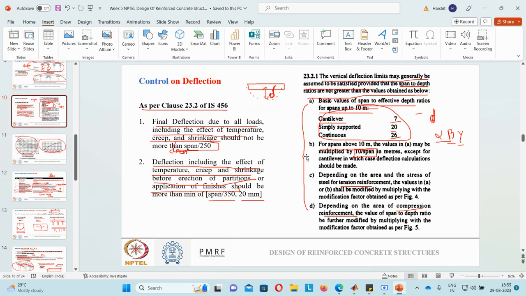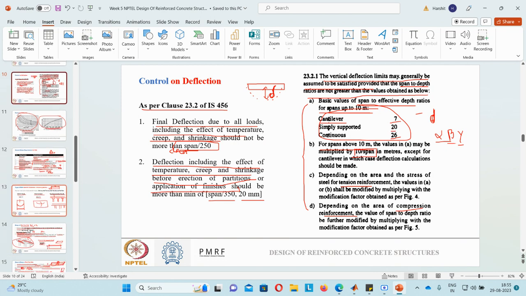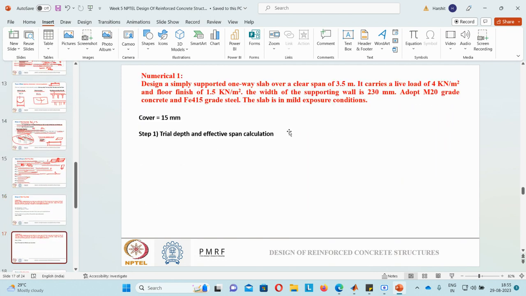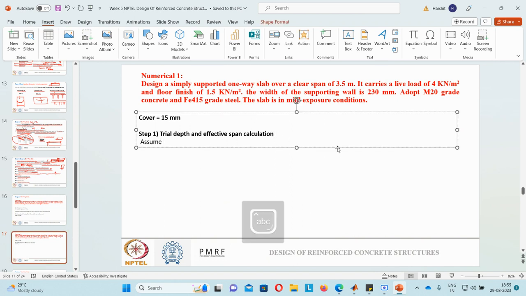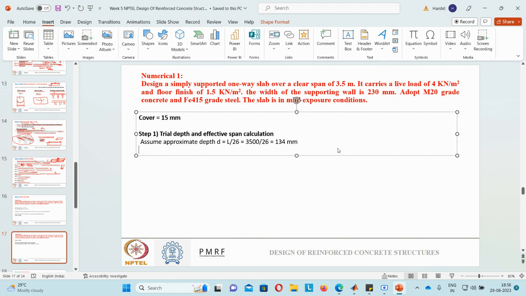What is that condition? L by 20. Now we know that the reinforcement and modification factor can increase this factor. So let's assume approximate depth d as L by 26. You can assume 25, you can assume 20, 30. I did the calculation using L by 26, so I will show that for now. So it will be 3500 divided by 26, so it will be around 134 mm. So this is the effective depth we are assuming.